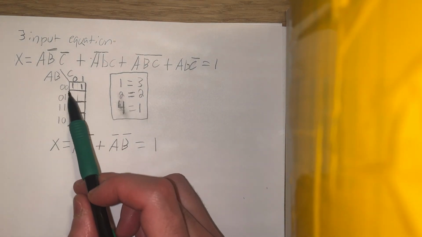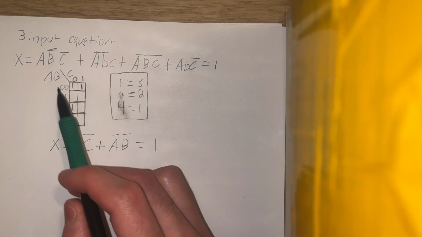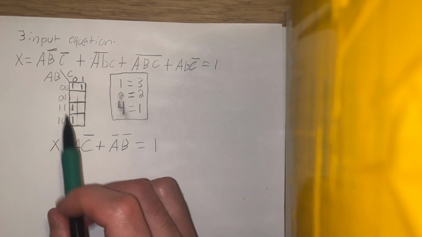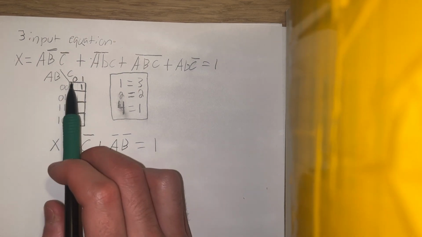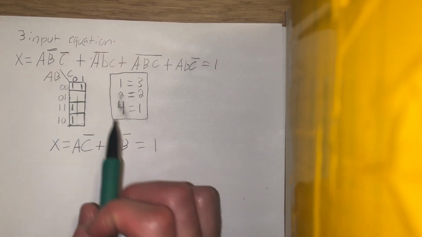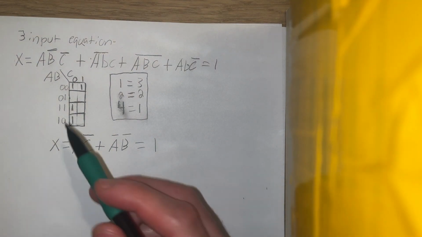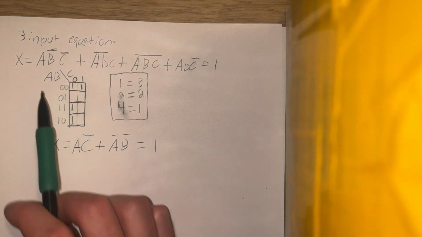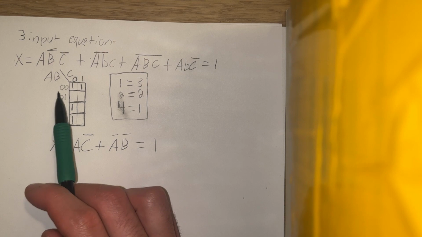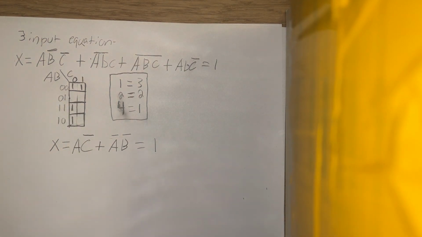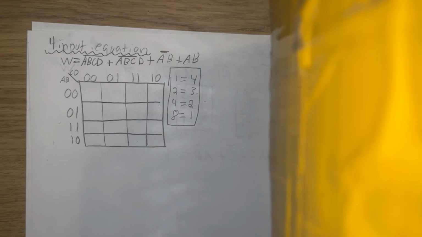Next, we have the top left. We see that A and B do not change, but C does change. So C exits this group, and we simply write down A and B, but since they are both 0, we complement it. And that is our first example.